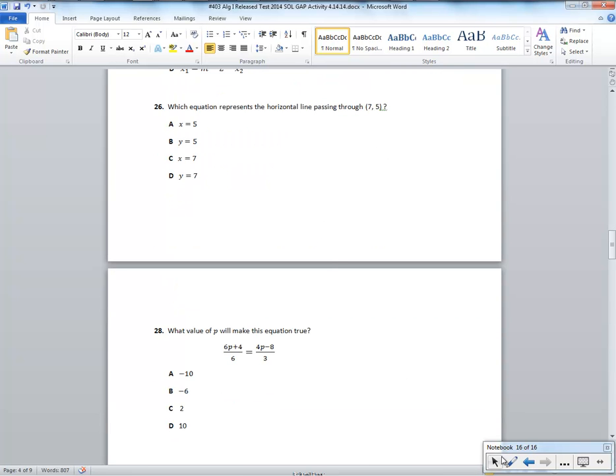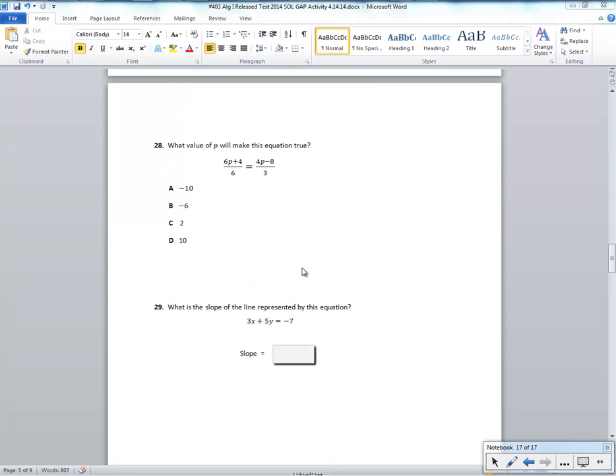26, what is the equation of the horizontal line, horizontal is left and right, that passes through the point (7x, 5y)? That's a tricky one, but if you draw it and understand it, it should work out.